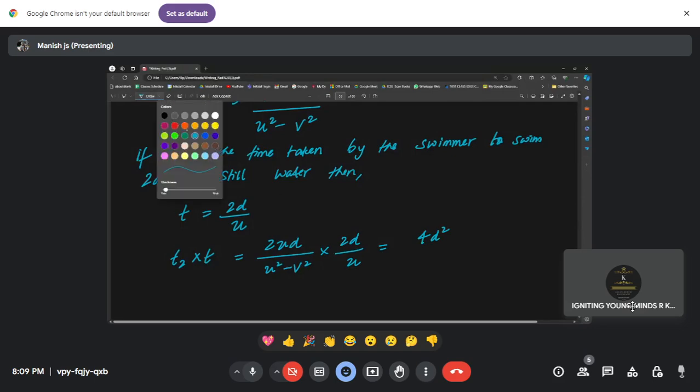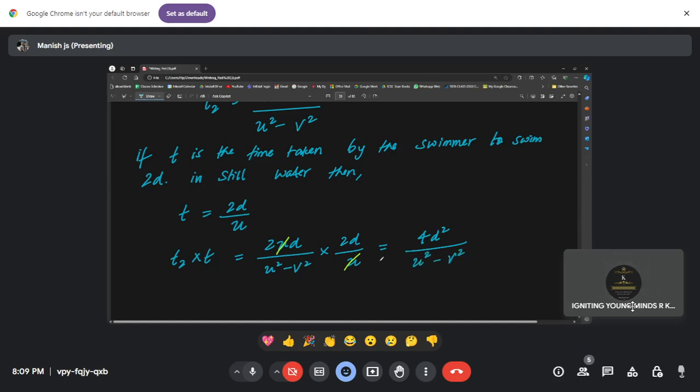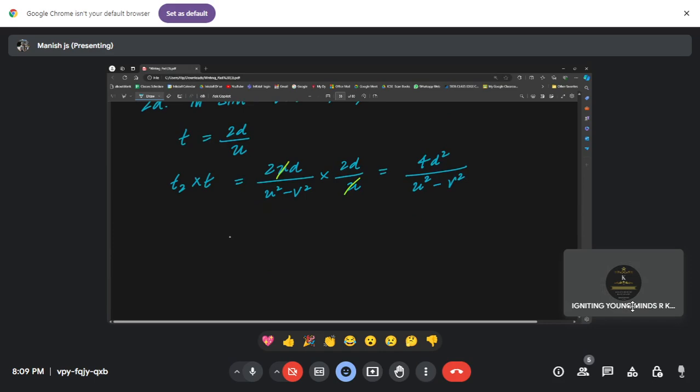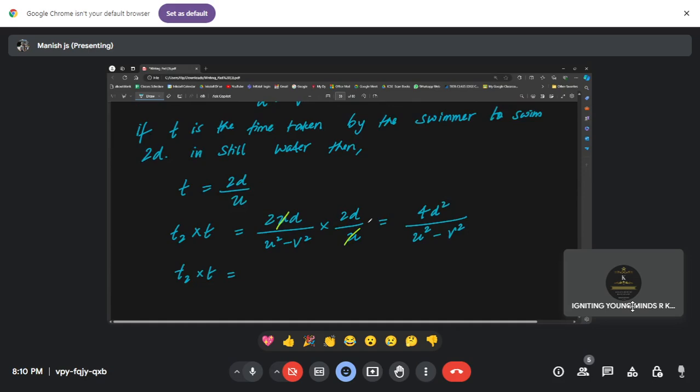You can see that u is getting cancelled here. This u and this u can be cancelled, so you will get 4d squared upon u squared minus v squared. This is what we have. This is how you get the relationship, which means you can write T2 into T is equal to, what is 4d squared upon u squared minus v squared?